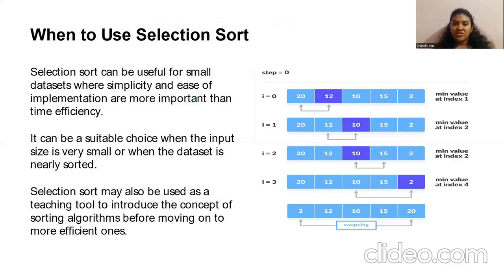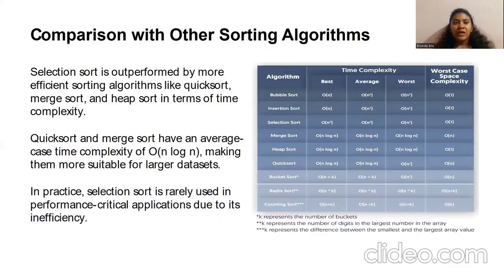When to use selection sort? Selection sort can be useful for small data sets where simplicity and ease of implementation are more important than time efficiency. It can be a suitable choice when the input size is very small or the data set is nearly sorted. Selection sort may also be used as a teaching tool to introduce the concepts of sorting algorithms before moving on to the more efficient ones.